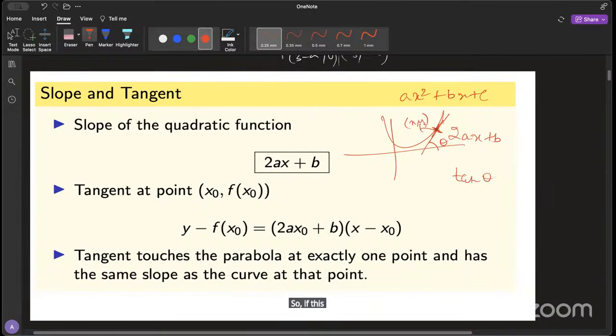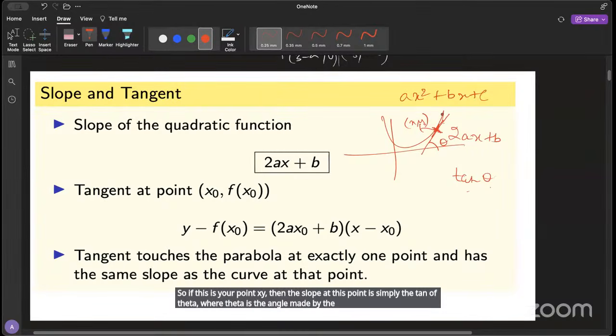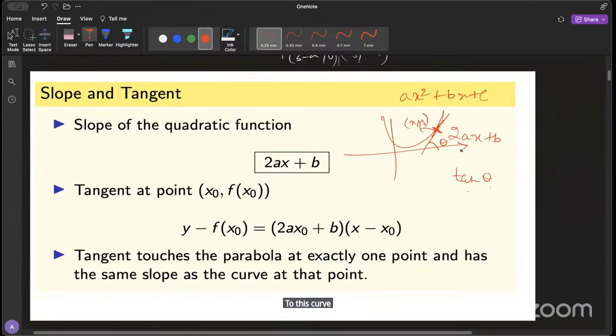So if this is your point x, y, then the slope at this point is simply tan theta, where theta is the angle made by the tangent at this point to this curve with the positive direction of the x-axis. So this is the idea. This is your slope, right? And for a parabola, you cannot be using tan theta. So what we use is that your slope is given by 2ax plus b.